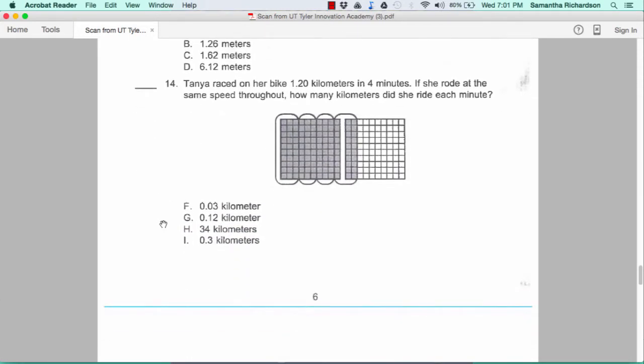Number 14. Tanya raced on her bike 1.20 kilometers in 4 minutes. If she rode at the same speed throughout, how many kilometers did she ride each minute? F, 0.03 kilometer, G, 0.12 kilometer, H, 34 kilometers, I, 0.3 kilometers.